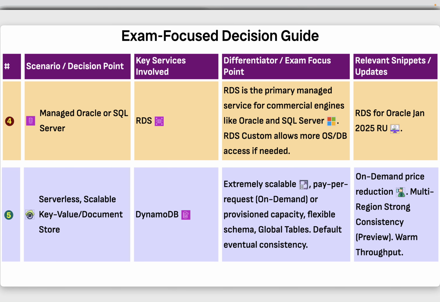Next one, if you want a serverless, scalable key-value document store, for key-value there is only DynamoDB. So just remember that. Some key differentiators or exam focus points: it is extremely scalable, pay per request on demand or provisioned capacity, with a flexible schema. You have global tables and default eventual consistency. Some snippets or updates: on-demand price reduction, multi-region strong consistency, which is in preview, and warm throughput.